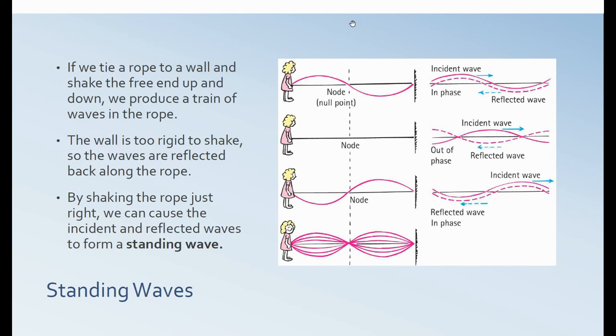We call the wave coming from our hand to the wall the incident wave. And then the wave that's reflected back to us is called the reflective wave. By shaking the rope just right, we can cause the incident and reflective waves to be in phase with each other and create a standing wave.